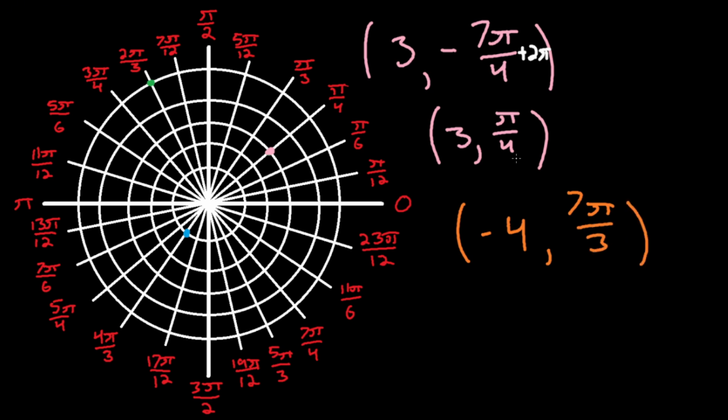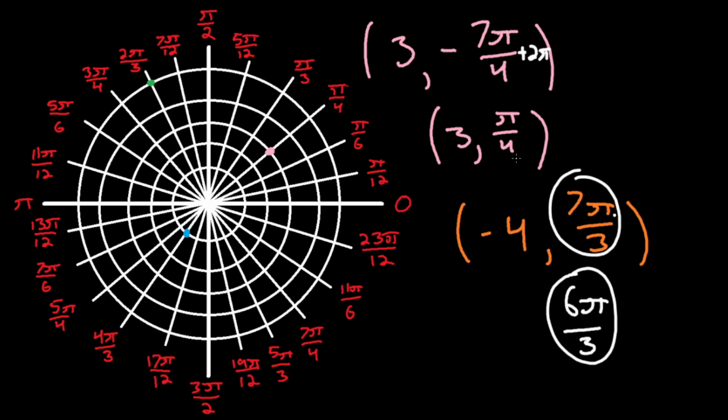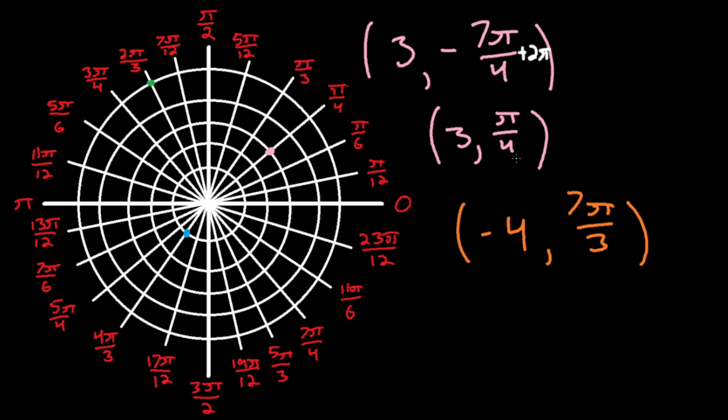All right. So 7 pi over 3. What is this? Well, 7 pi over 3 is actually above 2 pi, right? 7 pi over 3 is greater than 2 pi. 2 pi is equal to 6 pi over 3. 7 pi over 3 is greater than 6 pi over 3. Therefore, this is greater than 2 pi. Well, what is 7 pi over 3?